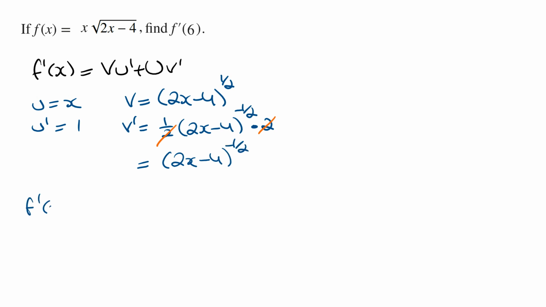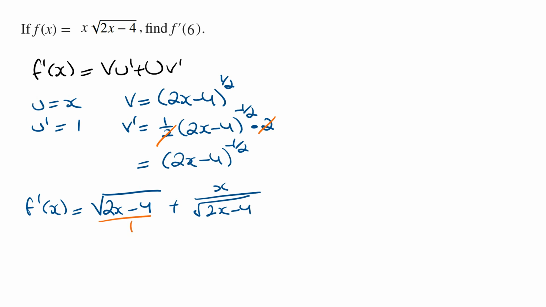And so f dash of x is going to equal v times u dash, which is 2x minus 4 to the power of a half times 1. We can write this as the square root of 2x minus 4, plus u times v dash. This is going to be x times 1 over the square root of 2x minus 4, since 2x minus 4 to the power of minus a half is the same as 1 over the square root of 2x minus 4.